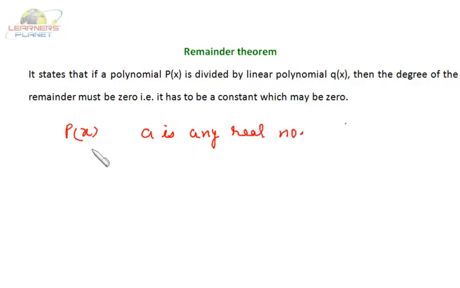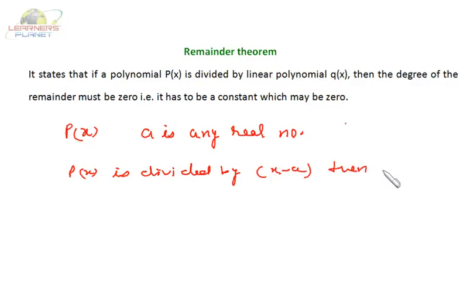Then if P(x) is divided by x minus a, then the remainder is P(a). Okay, if a polynomial P(x) is divided by x minus a, then the remainder is P(a).